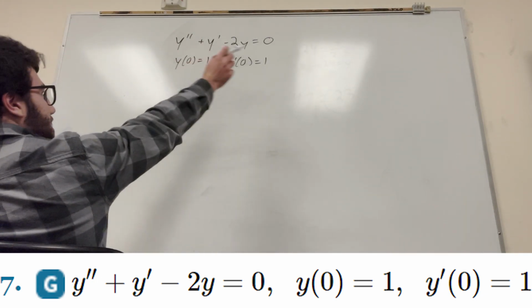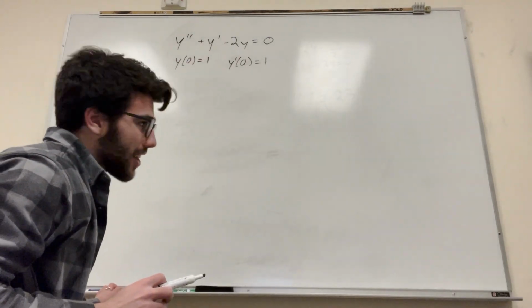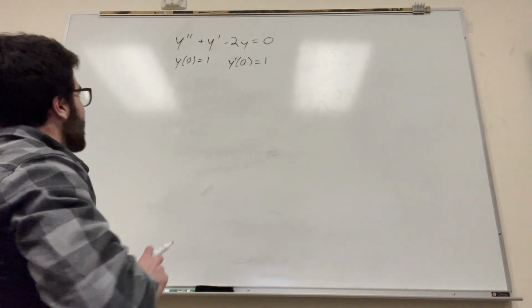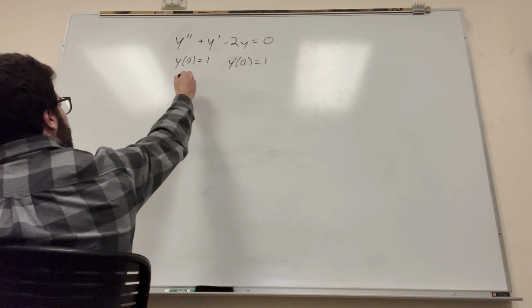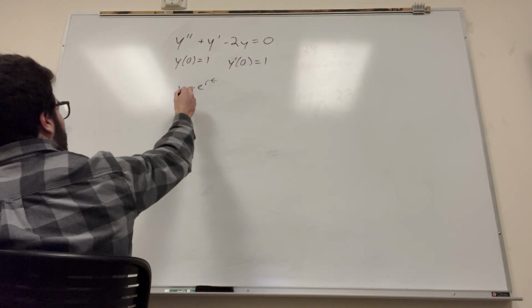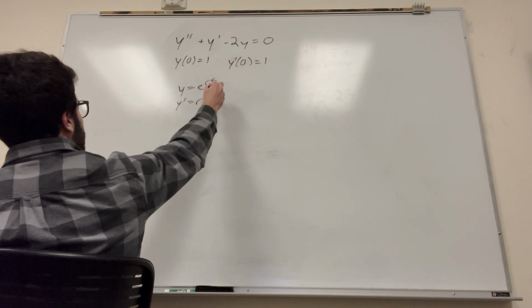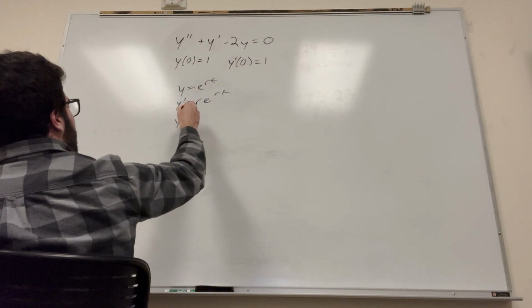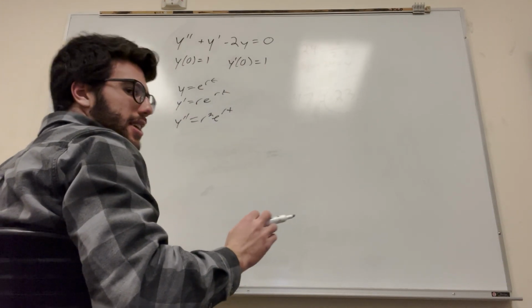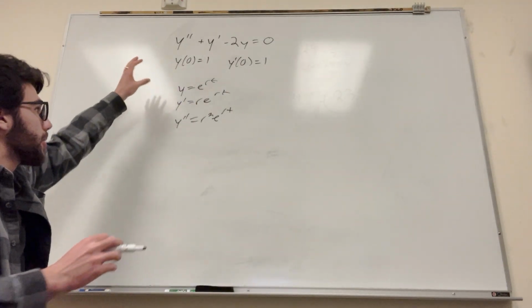Okay, so when you have something that looks like this, equal to 0, it's a homogeneous equation, so you say y is equal to e to the rt. Therefore y prime is equal to r e to the rt, of course, by the power rule. y double prime is equal to r squared e to the rt. Then you can substitute all of this into your equation.